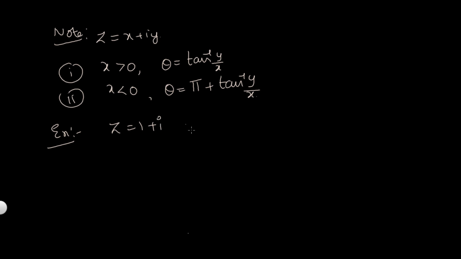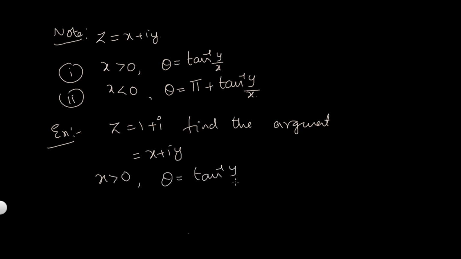Now, finding the amplitude or argument of the given number z equal to 1 plus i. First compare with x plus iy and think about whether x is positive or negative. If x is positive, then we can write theta equals tan inverse y by x. Here x equals 1 and y equals, don't take the i value, always take the coefficient of i. So x equals 1 and y equals 1.